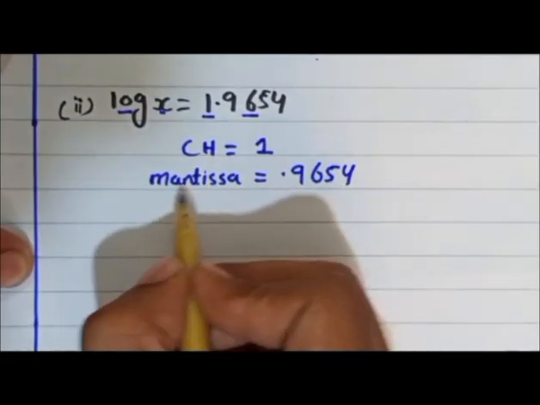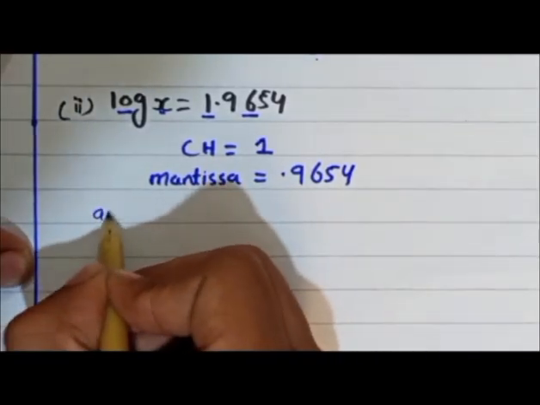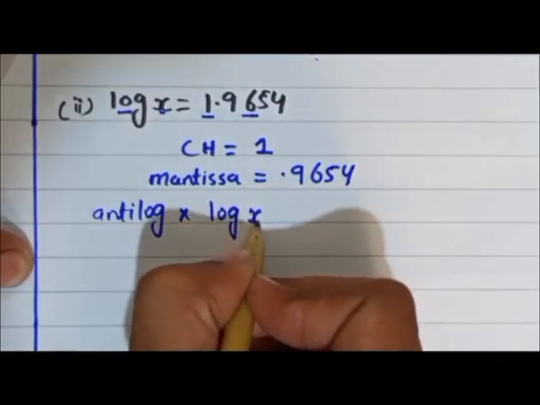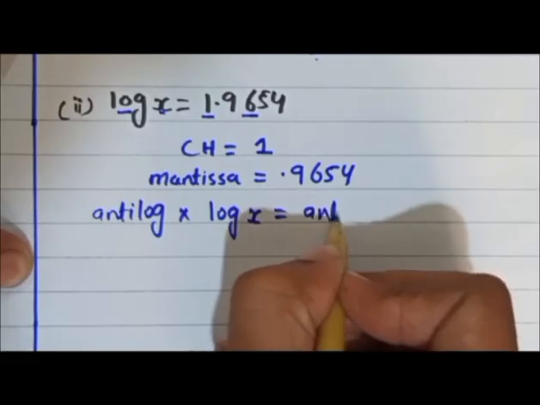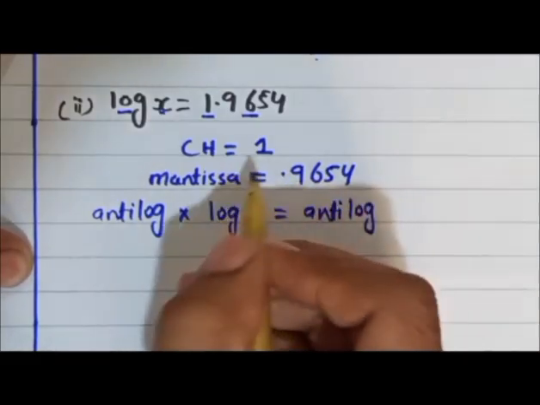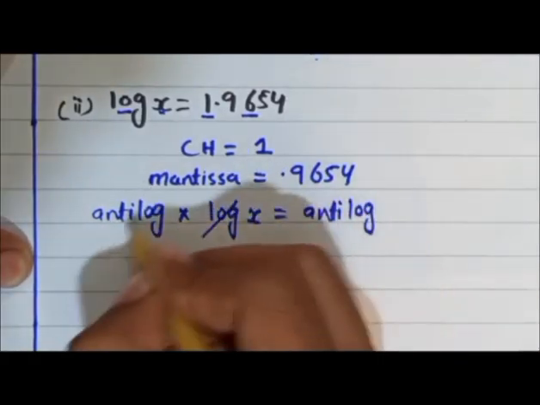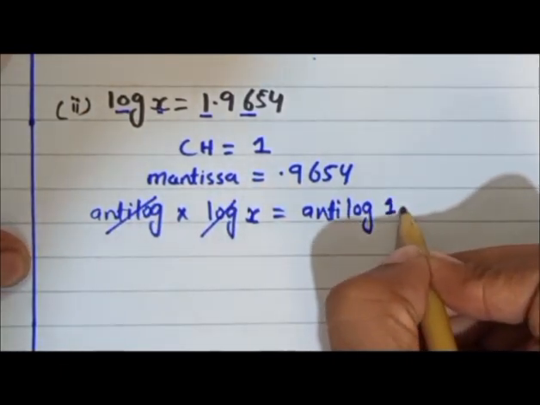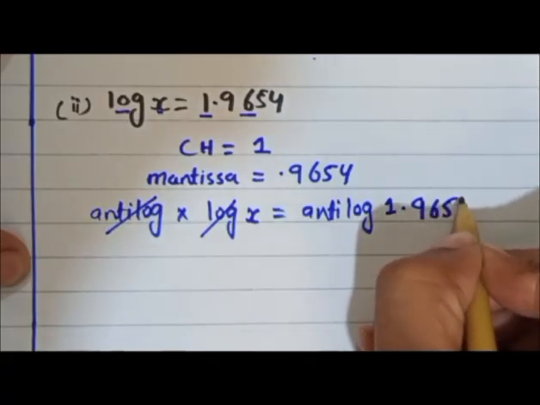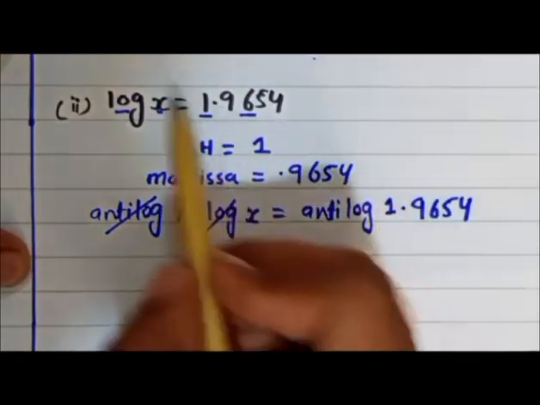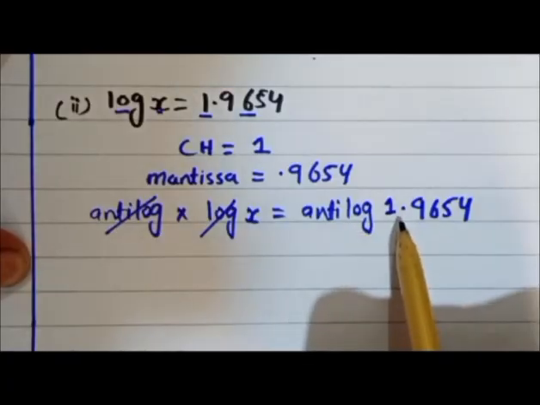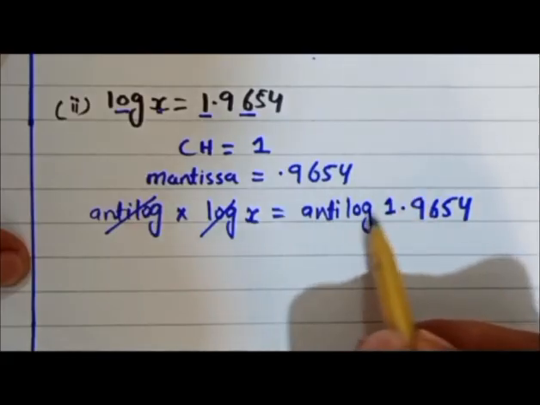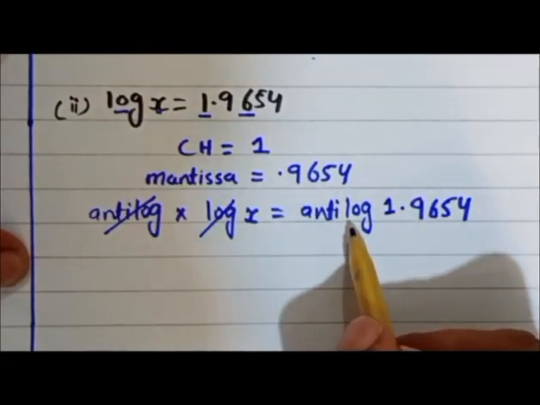Now anti-log multiplied by log x is equal to anti-log. So I will cancel log with anti-log. What will remain? Just anti-log 1.9654. So I will find the value of x by anti-log. Okay, so I cancelled the log. Now I will find the value of anti-log 1.9654.